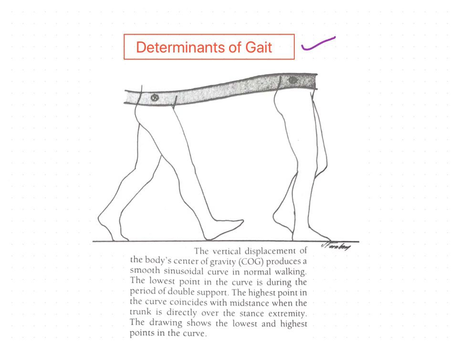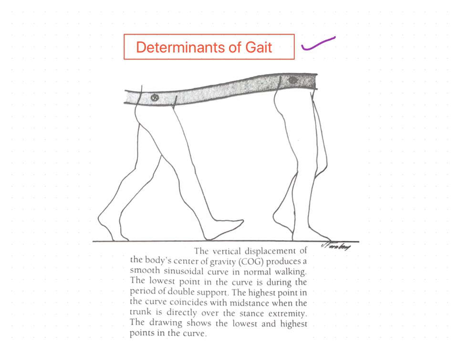One is lateral pelvic tilt in the frontal plane. We are going to see lateral pelvic tilt in the frontal plane, knee flexion, knee interactions, ankle interactions, pelvic rotation in the transverse plane, and physiologic valgus of the knee. So these are all the determinants of gait.